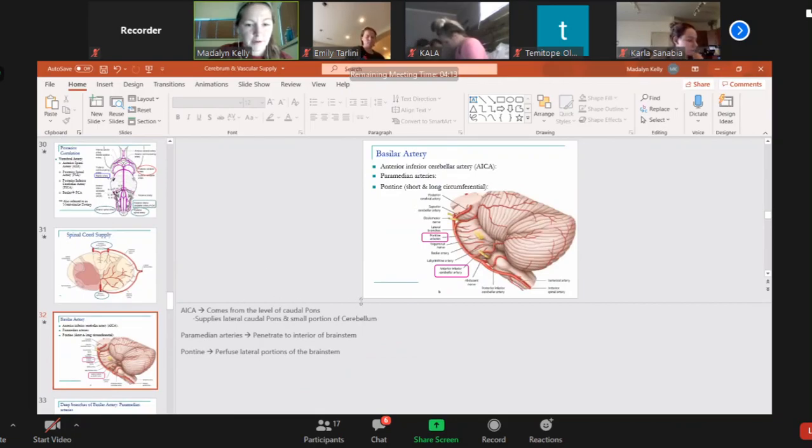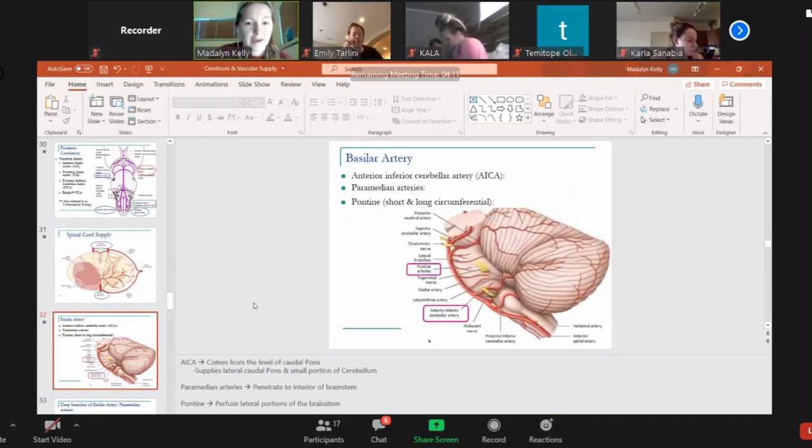Basilar artery. You have the ICA, the anterior inferior cerebellar artery, the paramedian arteries, and the pontine. The ICA comes from the level of the caudal pons, supplies the lateral caudal pons and a small portion of cerebellum. The paramedian penetrate into the interior of the brainstem. The pontine perfuse lateral portions of the brainstem.